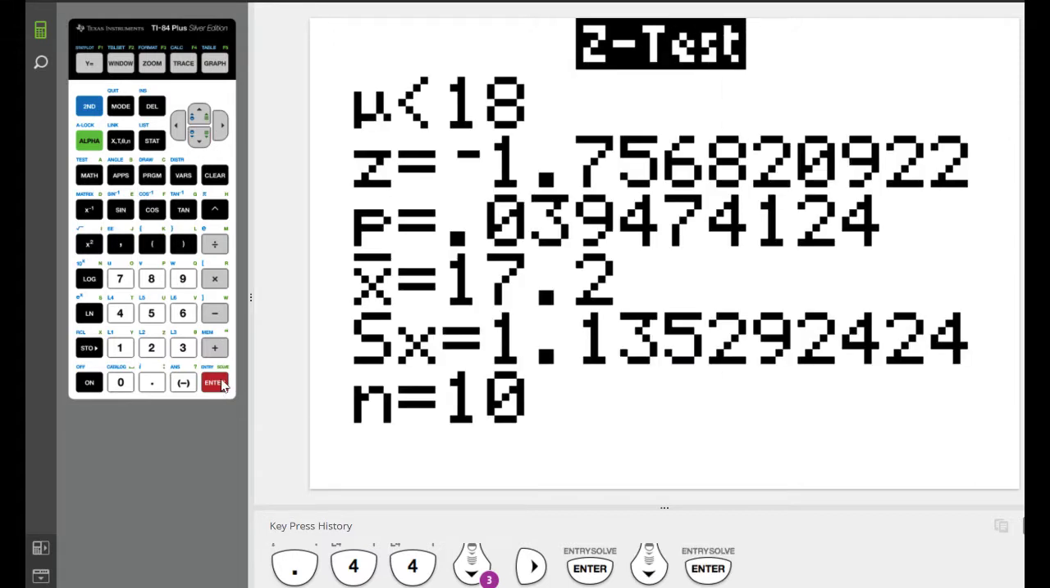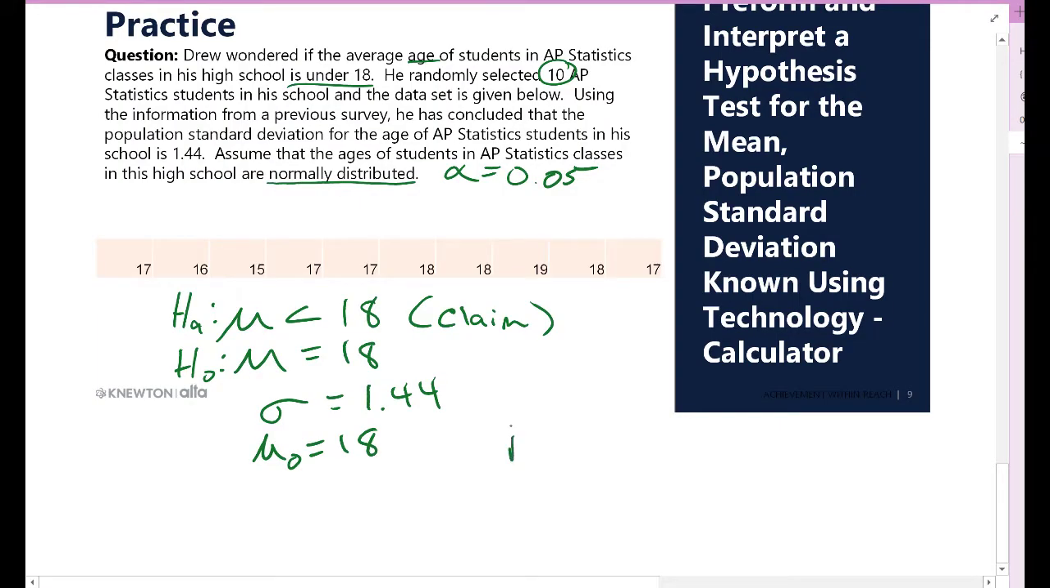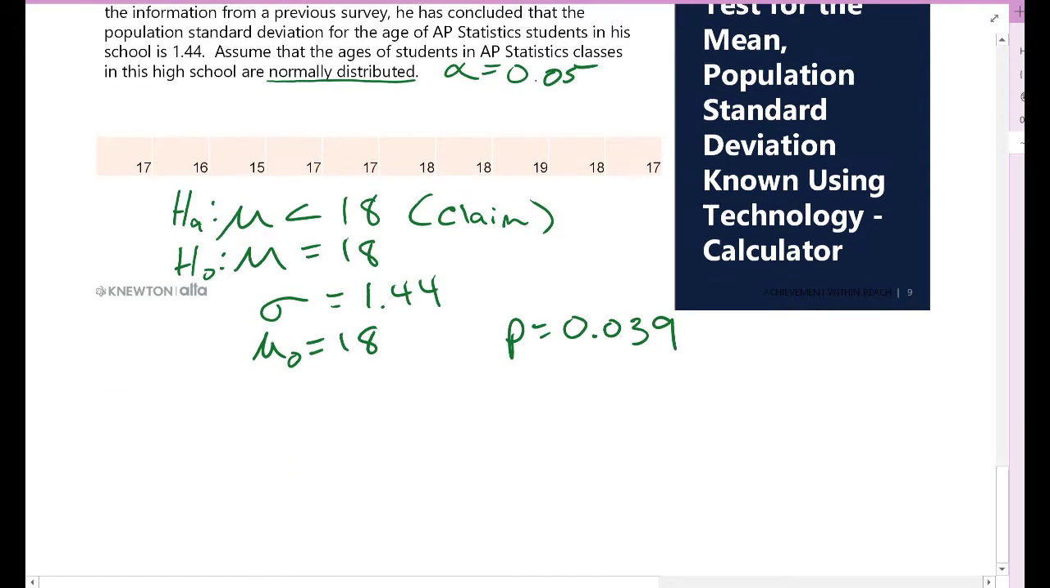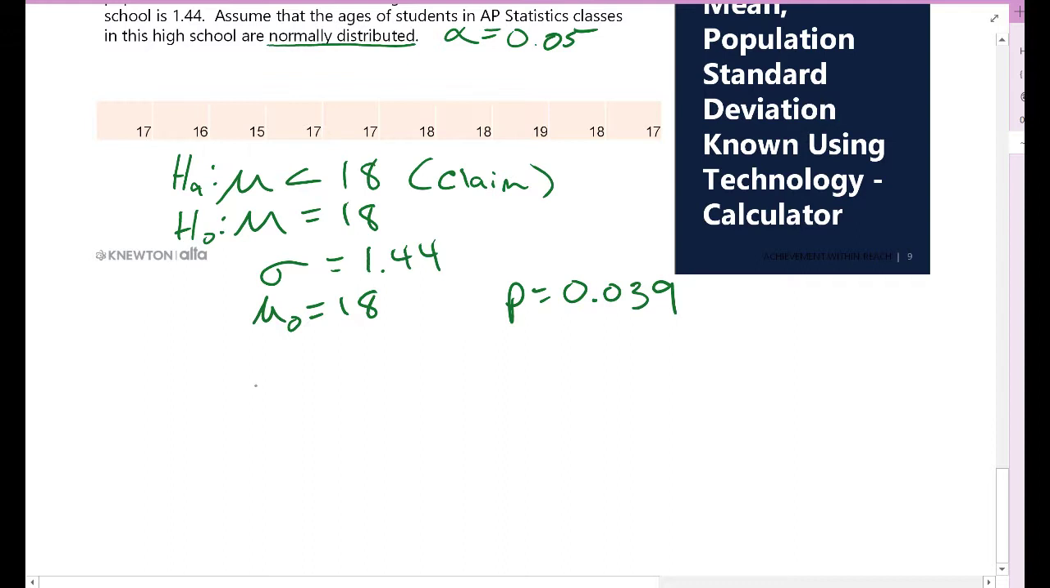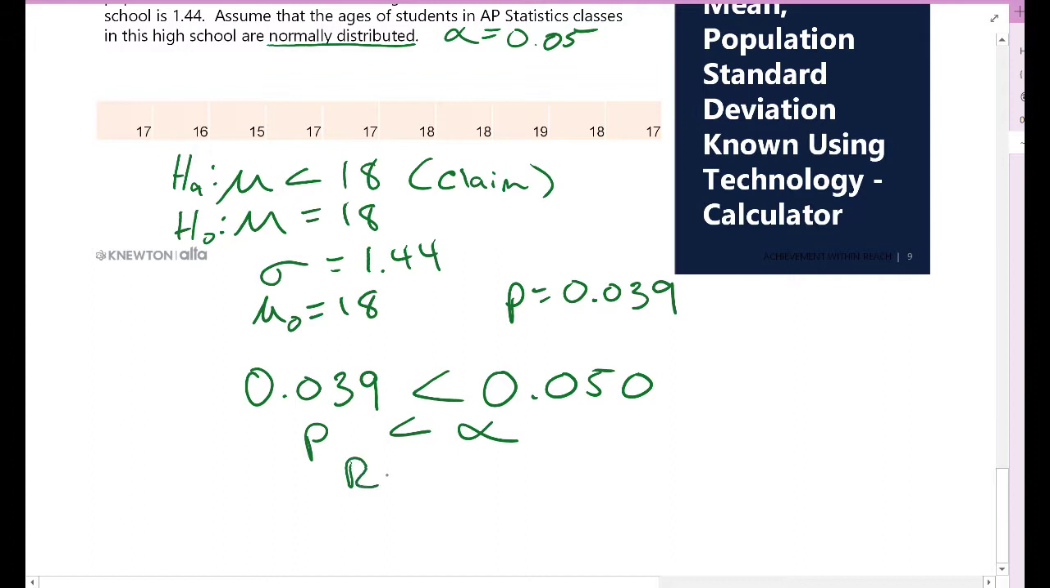All right, once again, if you're asked for the test statistic, it's a negative 1.757 if we round to 3 decimal places. Our p-value is 0.039. And you guys know the drill. Same song and dance. To make a decision, we take that p-value, compare it to alpha, which is 0.050. 39 is less than 50. So we are in the case where the p-value is less than alpha, which means this time we should reject H null.